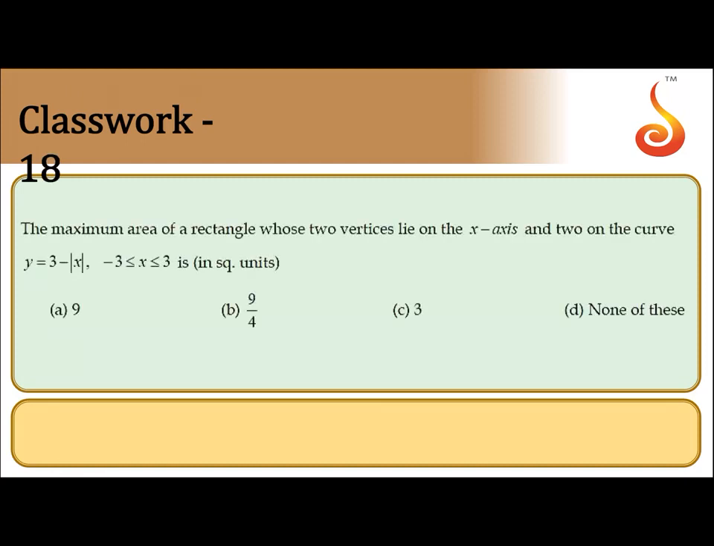The maximum area of the rectangle whose 2 vertices lie on the x-axis and the other 2 on the curve y is equal to 3 minus modulus x, where x lies between minus 3 and plus 3. See, y is equal to 3 minus modulus x. Y is equal to 0 gives x is equal to plus or minus 3, and x equals 0 gives y is equal to 3. These are nothing but straight lines. It looks like this one.